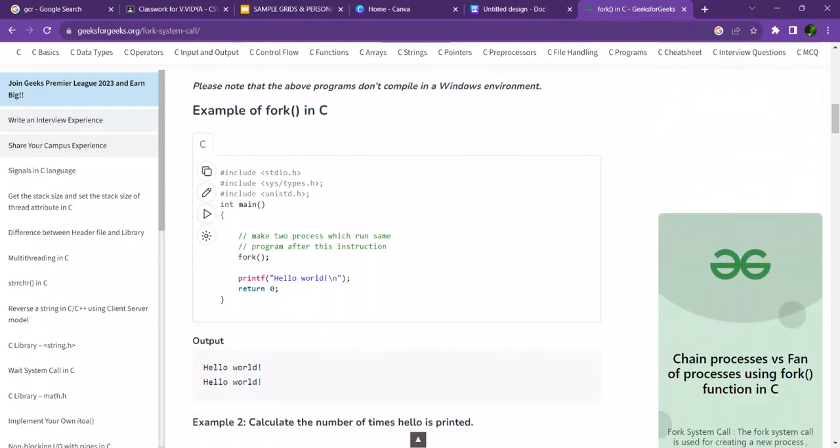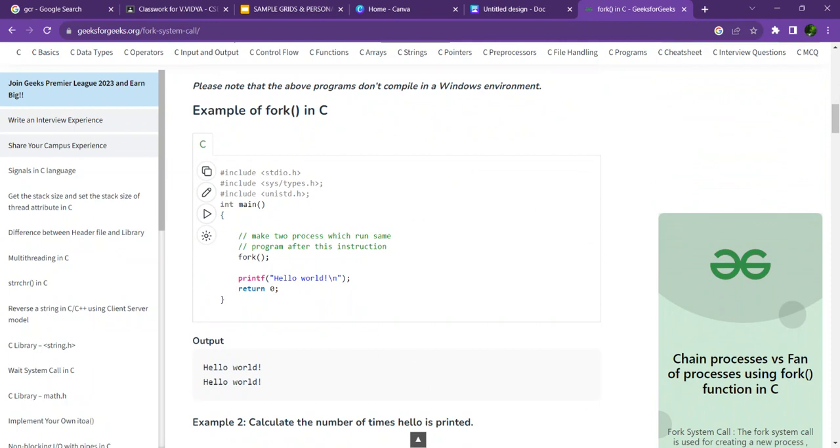As you can see here, we have a sample C program. You have included all the header files that are needed for running a sample C program. You have entered into the main function, where you have written the fork call and printf hello world, which is a basic C program.